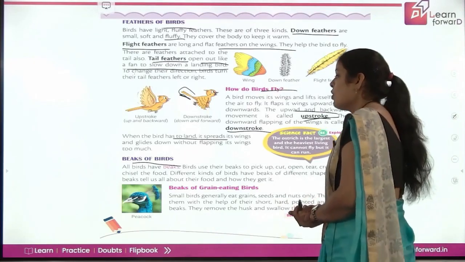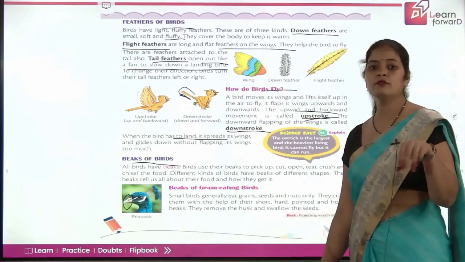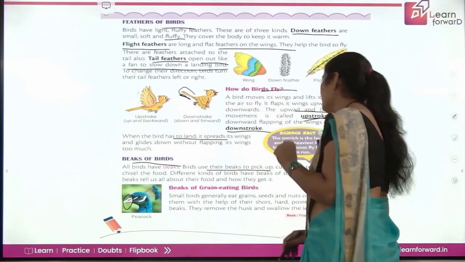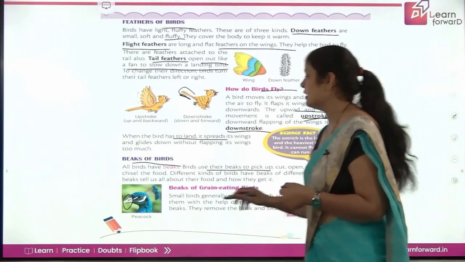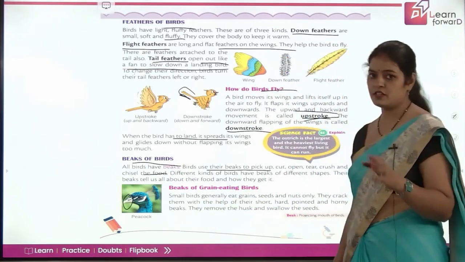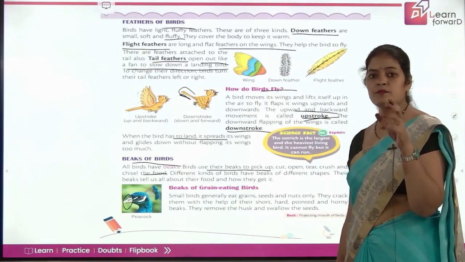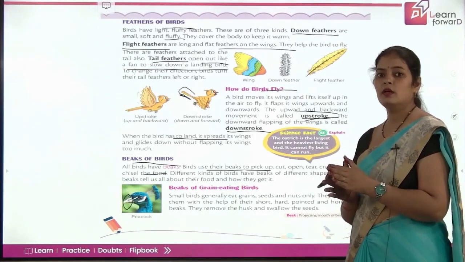So all birds have a beak, and what is this beak? What is the main function? To find food and eat it. Birds use their beak to pick up, cut, open, tear, crush, and chisel the food. So this is the function. Majorly they use it to crack or cut open the food that they feed upon.